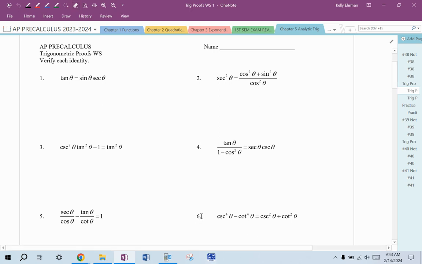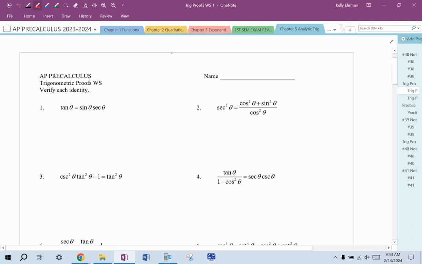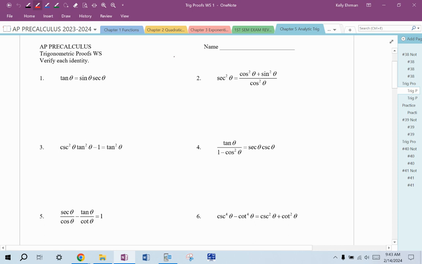We're going to do 1 through 10 on this Trig Proofs worksheet for the first night of homework. So remember, you need to practice memorizing your identities. These obviously are a lot easier if you have them memorized, but also we won't get any sort of formula sheet for the AP Pre-Calc exam, so you need to be able to do these without.